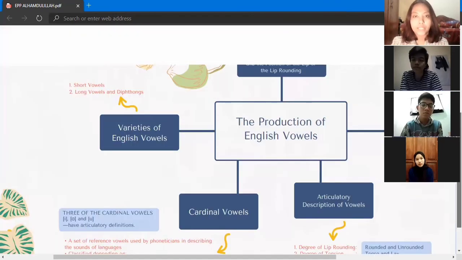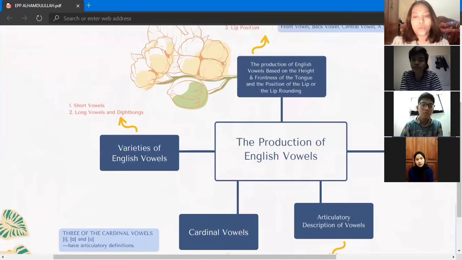The next subtopic, also explained by me, is varieties of English vowels. There are two types of English vowels. The first one is short vowels, and the second one is long vowels and diphthongs.